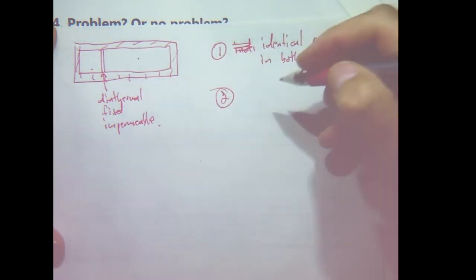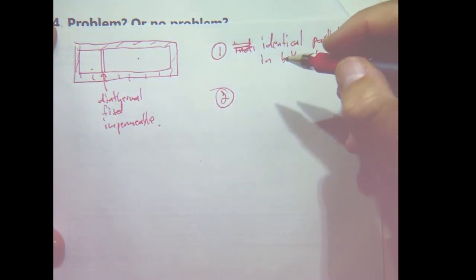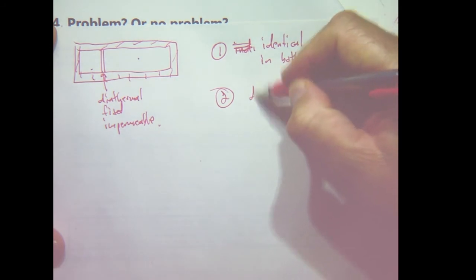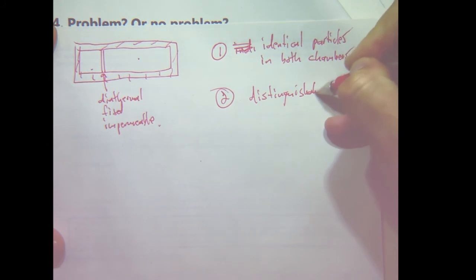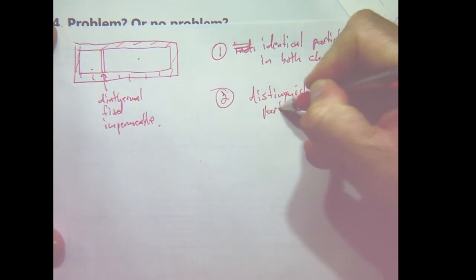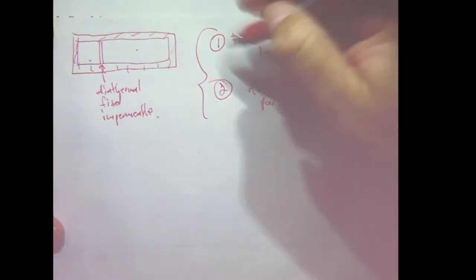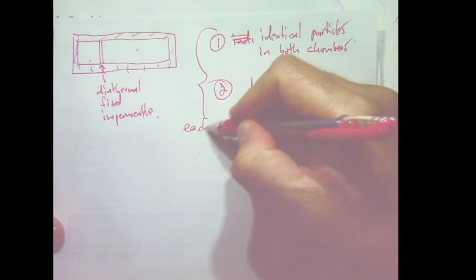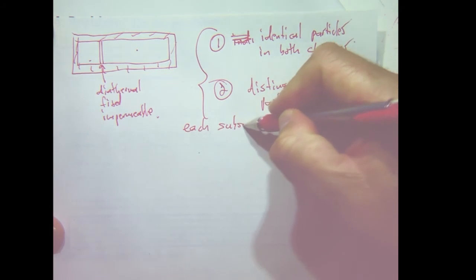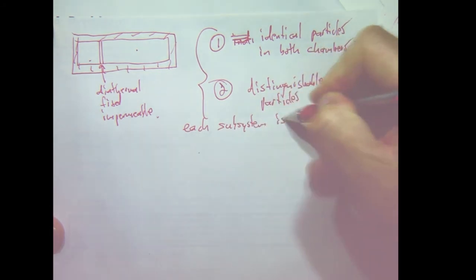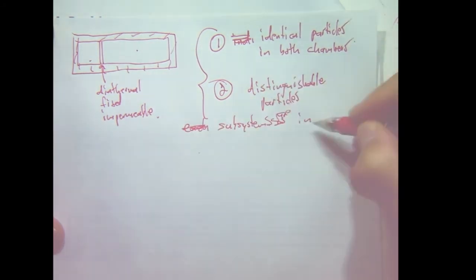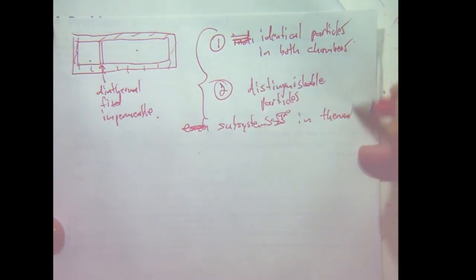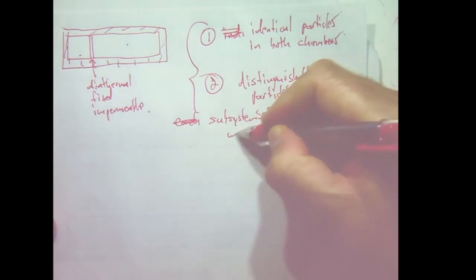And the other case is distinguishable particles in both, and they're in thermal equilibrium. Each chamber, each subsystem, the subsystems are in thermal equilibrium with each other.